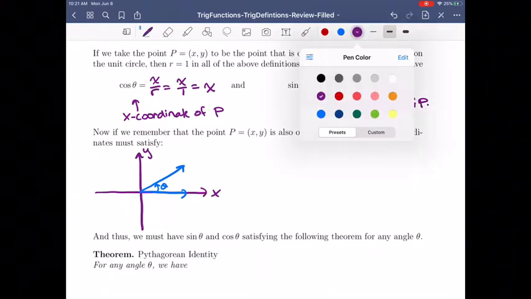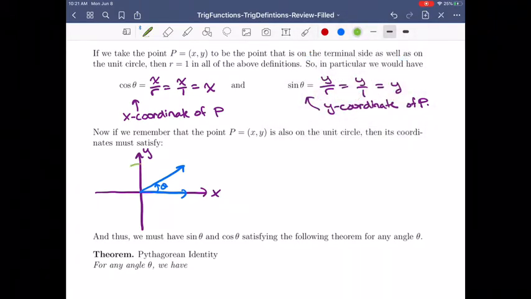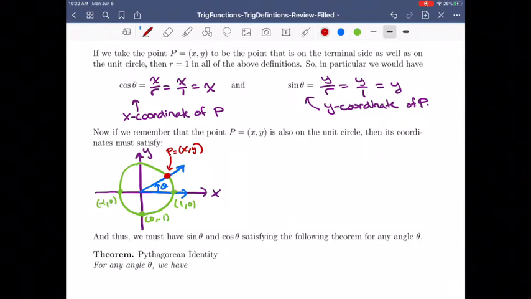Now we want it to be on the unit circle, so I draw the unit circle in here. It's not a great circle, but okay, it's the unit circle. So this is (-1, 0), (0, -1). This one's going to be (1, 0), etc. Our point P is this point here. Because it's on the unit circle, we know that this length is 1. So that means the coordinates are actually (cos θ, sin θ).